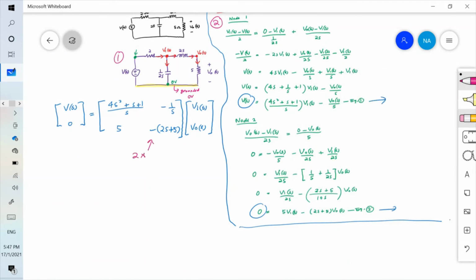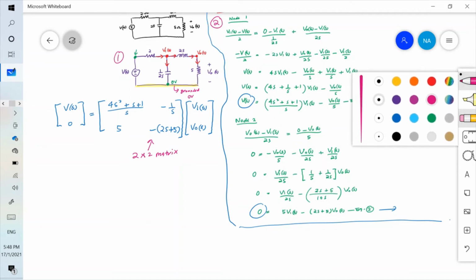So this is the 2 by 2 matrix. Okay, so if you're using node analysis, directly you can find V naught s. You don't have to find the relation between current and voltage, because there's no need, because you are already in the voltage term, which is the beauty of using node analysis.